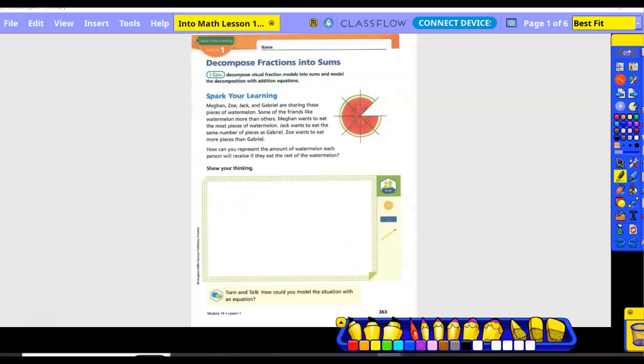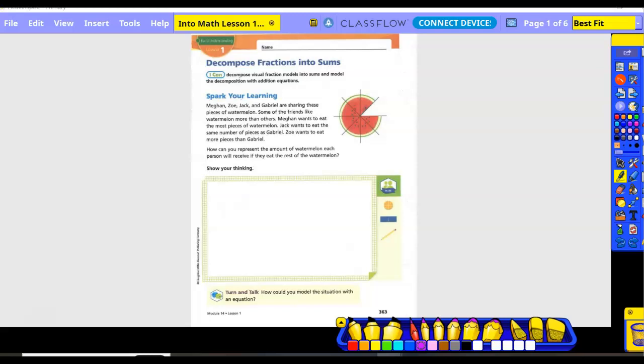Spark your learning. Megan, Zoe, Jack, and Gabriel are sharing these pieces of watermelon. Some of the friends like watermelon more than others. Megan wants to eat the most pieces of watermelon. Jack wants to eat the same number of pieces as Gabriel. Zoe wants to eat more pieces than Gabriel. How can you represent the amount of watermelon each person will receive if they eat the rest of the watermelon?